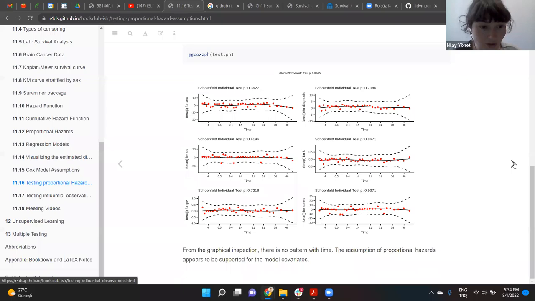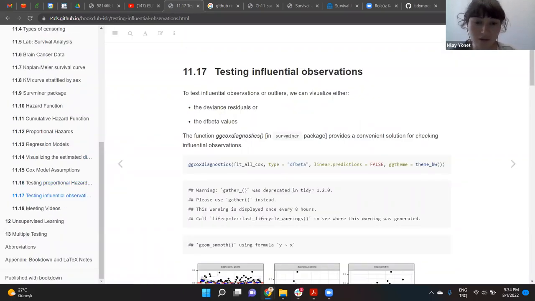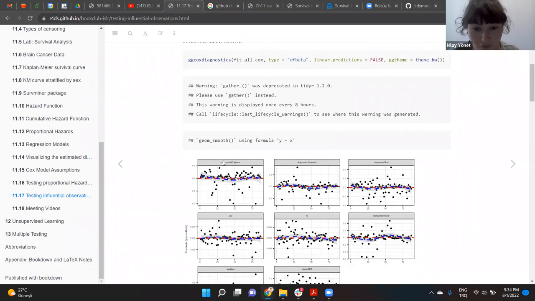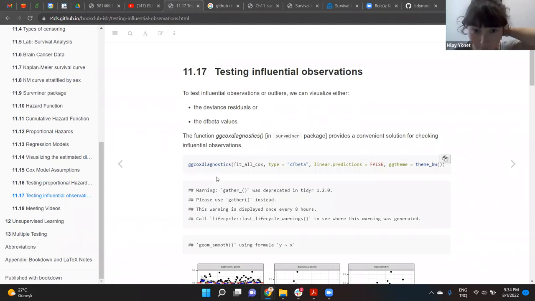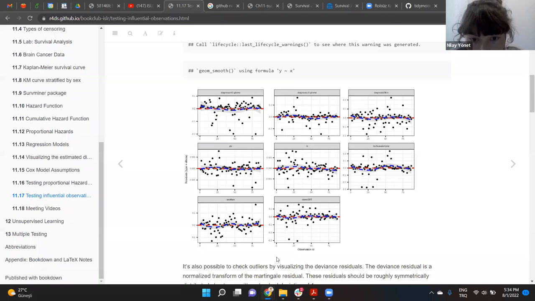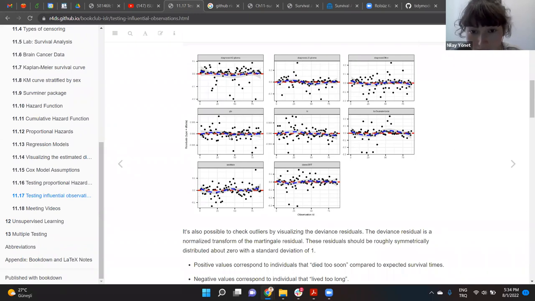Okay, so I will continue. Then, testing influential observations or outliers. Here we have geom smooth. Let's go slowly. DFBETA and all features. Then again, it's written observation ID here, and this is the residuals on the y-axis. We see that there is the zero line here again. I suppose it's like the previous one, but a little bit different.